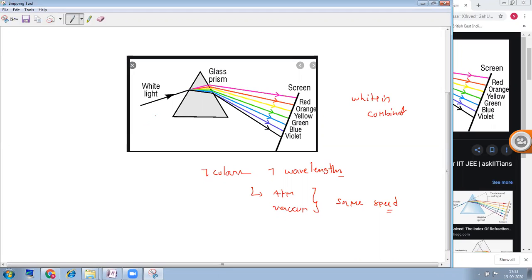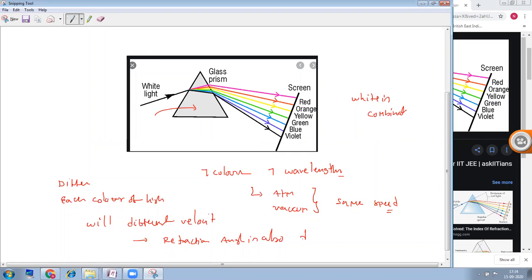But when it enters into a medium whose refractive index is greater than that of vacuum, because vacuum has the least refractive index, but glass has a different refractive index. When it enters a different refractive index, because of their different wavelengths, each color of light will travel with different velocities. Whenever it is traveling with a different velocity, the refraction angle is also different.